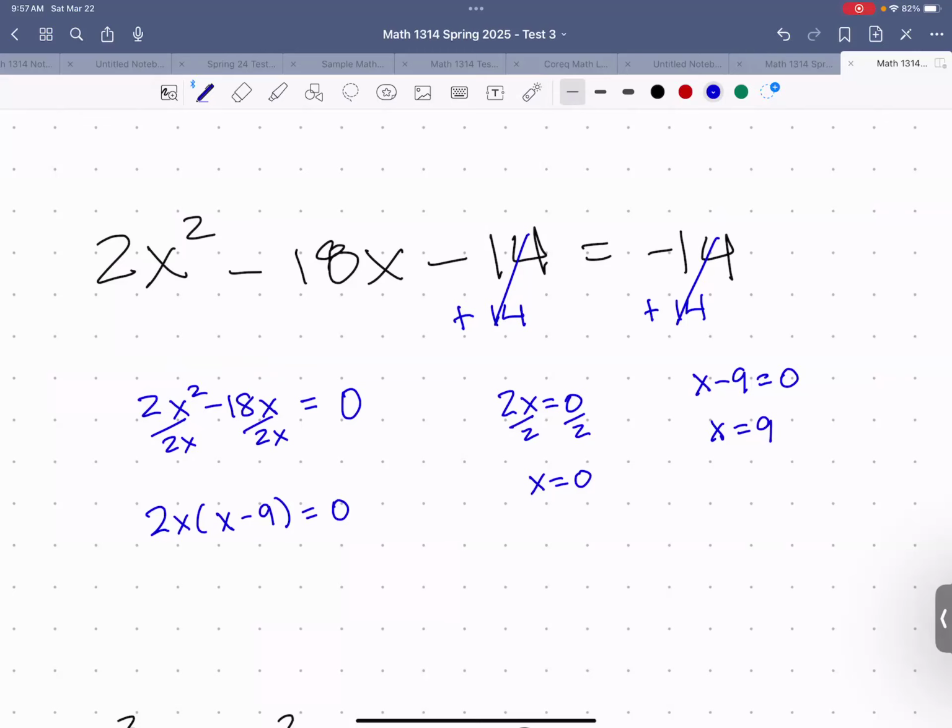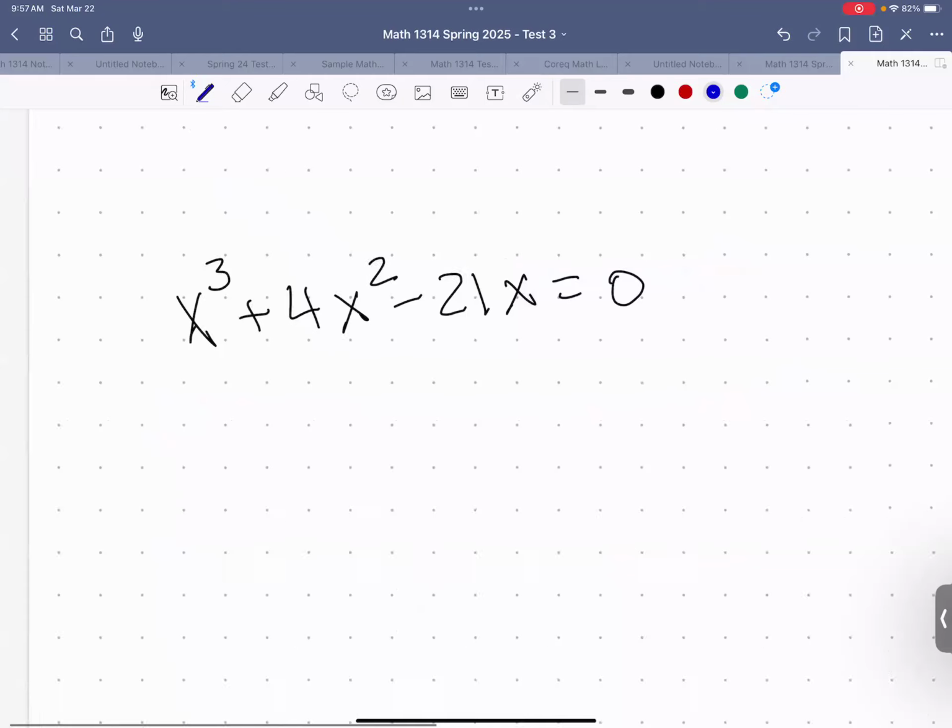This is fine if you leave it like this on paper. In ALEKS, you'll be entering these numbers into the open set that the problem has already started for you. So you would type in 0, 9. So that would be our answer to this particular problem.